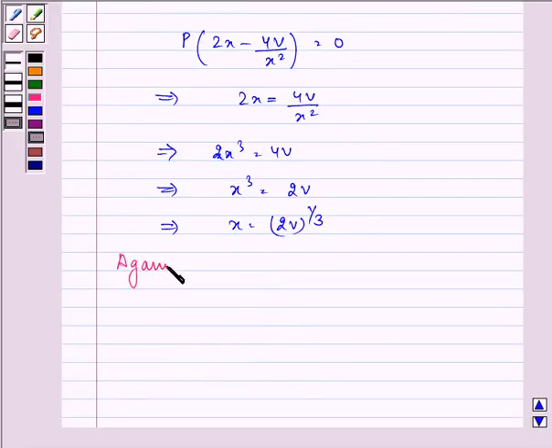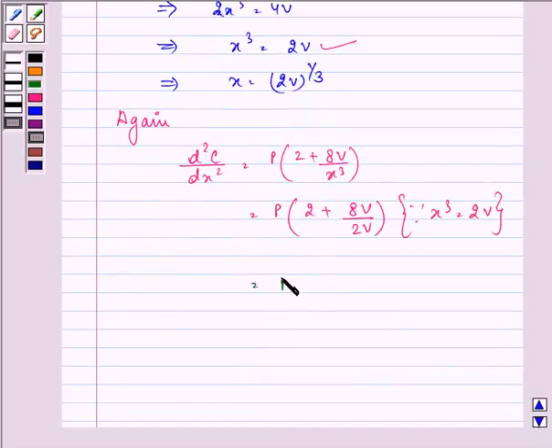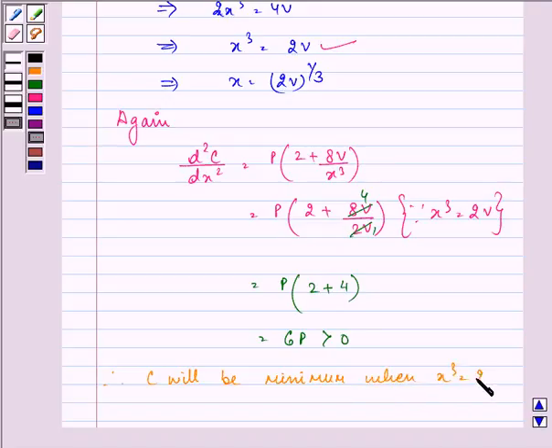Again, differentiating it with respect to x, we have d square c upon dx square equal to p bracket 2 plus 8v upon x cube. Now in place of x cube we can write 2v, so we have p 2 plus 8v upon 2v, because x cube is equal to 2v, which is p 2 plus 4, which is 6p, which is greater than 0. So we can write that therefore C will be minimum when x cube is equal to twice the volume.